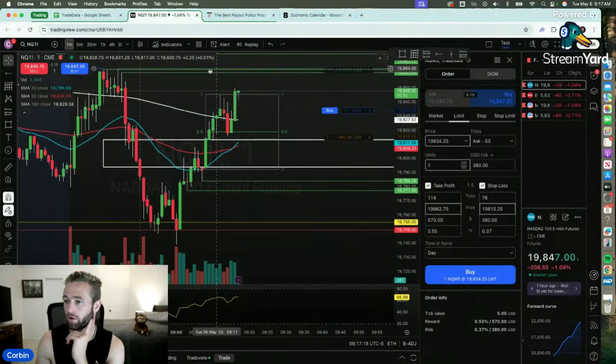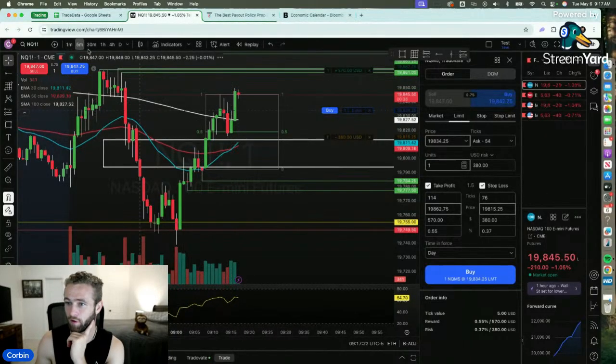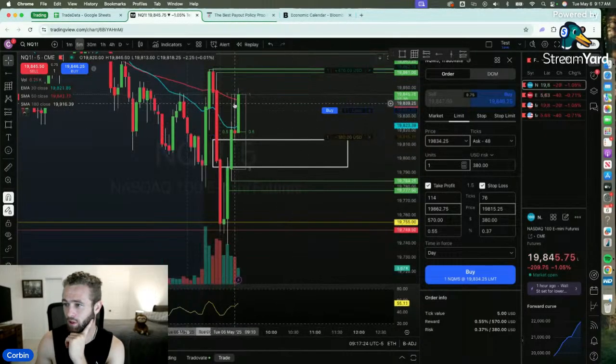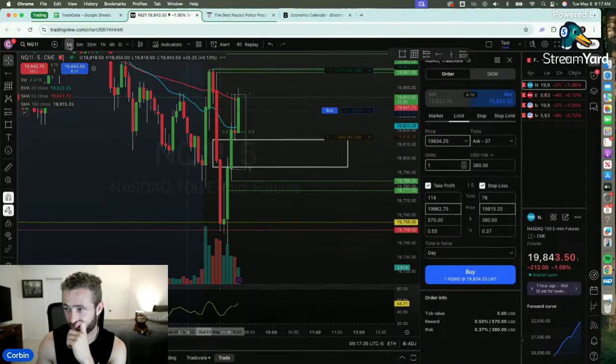We don't have liquidity till right here. Let's see if we form a fair value gap. What does 5-day, 5-minute look like? Big down, big up. Filled that inverse fair value gap right there. Moving higher, moving higher.